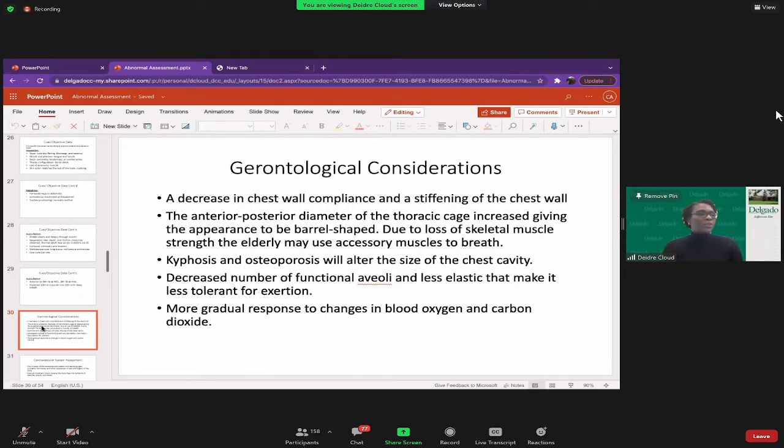So let me just give you a little scenario. You're getting report, you go into a room, your patient is lying down kind of flat on a pillow, and he tells you he's having some difficulty breathing. What is the first thing you as a nurse need to do?